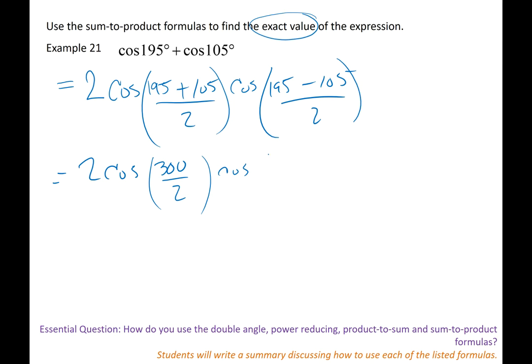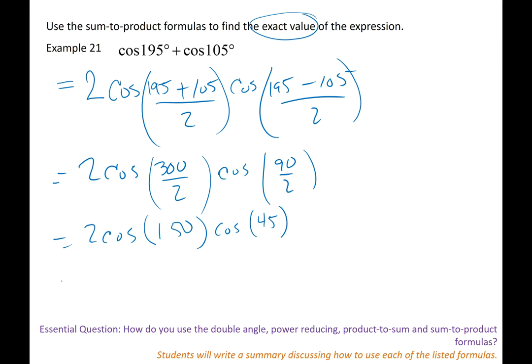All right, 195 and 105, the difference is 90. All right, we're going to divide that out. So cosine, what's 300 divided by 2? I probably don't need parentheses. And then 90 divided by 2? Good. All right, I know I've got the 2.